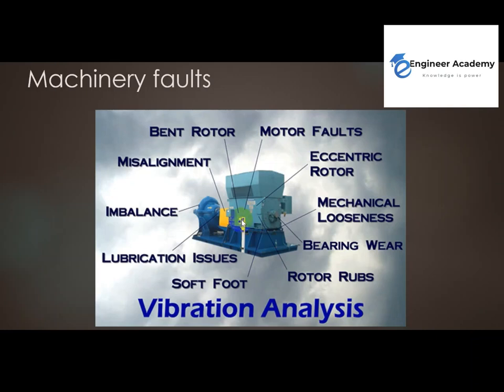What types of failures can we detect using vibration analysis? What problems can we detect? We can detect many things, like motor faults, which here are electrical actually, eccentric rotors, mechanical looseness, bearing wear, rotor rubs, soft foot, lubrication issues, unbalance, misalignment, and more. Not only this, but there are many faults we can detect using vibration analysis with different techniques and different ways.